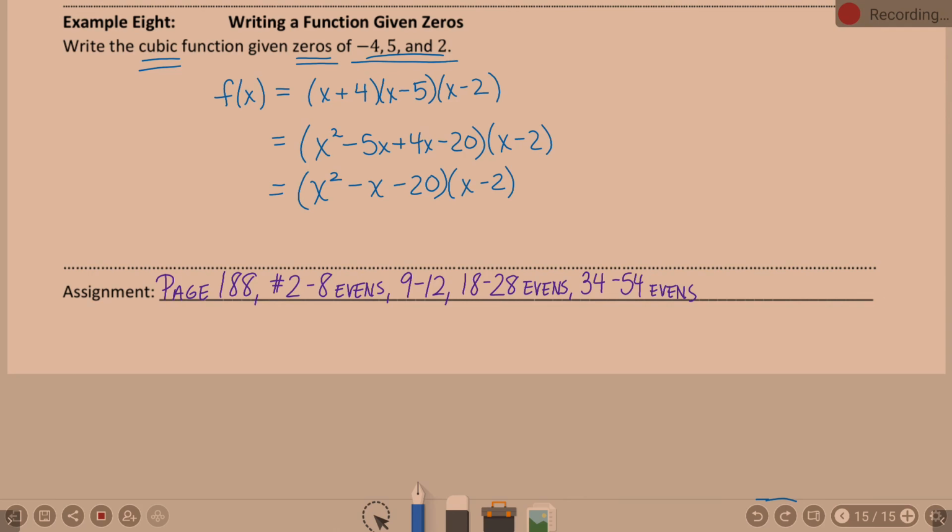Me personally, when I do this next part, I'm going to distribute x and then distribute the negative 2. I don't know, maybe that's just the way my brain works best. But that's what I find easiest, if I distribute the x first to everybody. So that's going to be x cubed minus x squared minus 20x. And then if I distribute the negative 2: negative 2x squared plus 2x and plus 40.